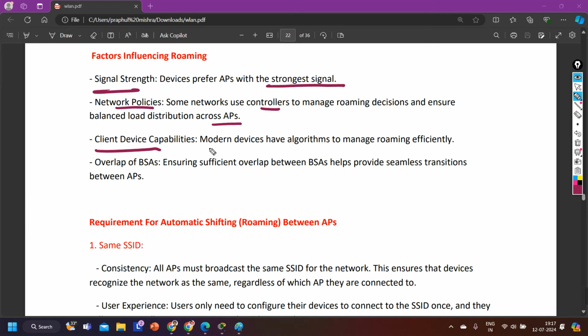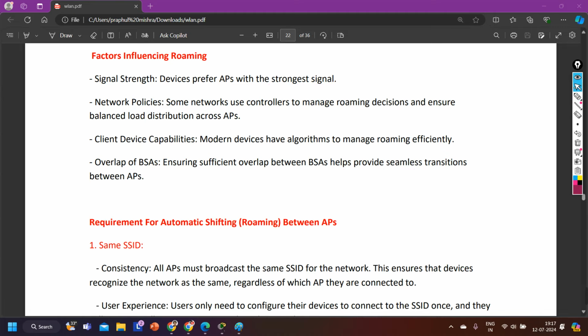Then guys, client device capability. Modern devices have algorithms to manage roaming efficiently. Then overlap of BSA. Yes, BSAs should overlap with each other, right? Ensuring sufficient overlap between BSAs helps provide seamless transitions between APs. So each BSA should overlap with each other so that my client machine can roam from one AP to another AP without any disturbance.